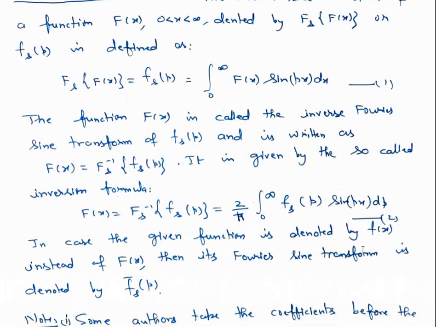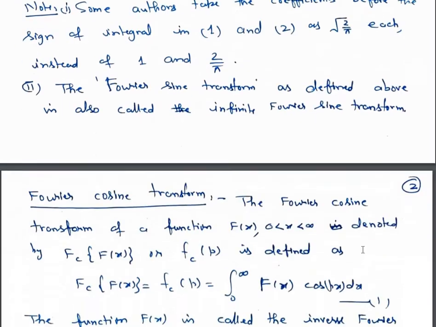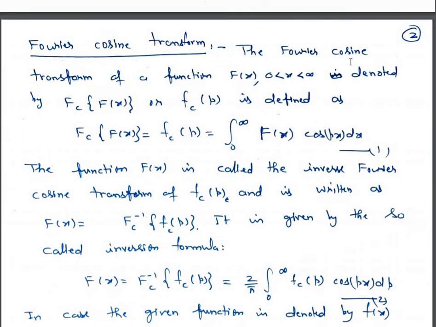Similarly, we can define the Fourier cosine transform. The Fourier cosine transform of a function capital F(x), where x lies between 0 and infinity, denoted by F_c of f(x) or small F_c(p), is defined as F_c(f(x)) is equal to F_c(p) is equal to integral 0 to infinity F(x) into cos px dx.